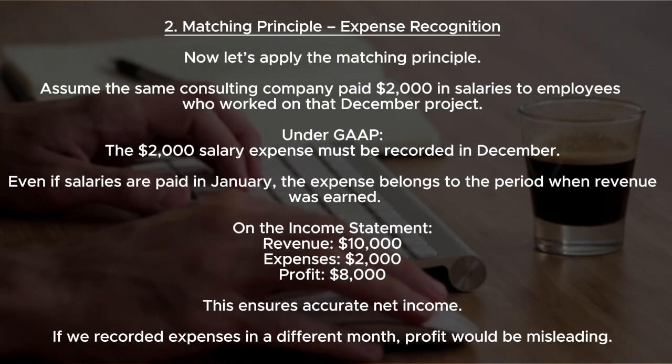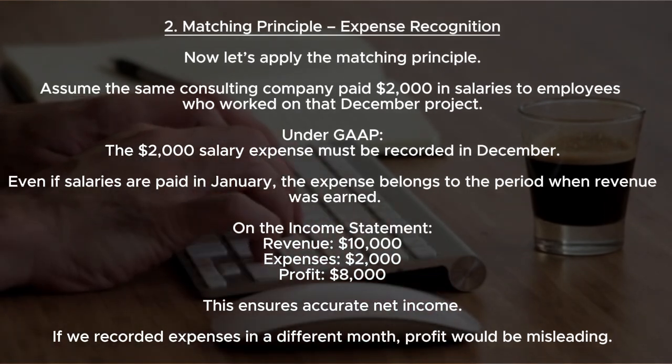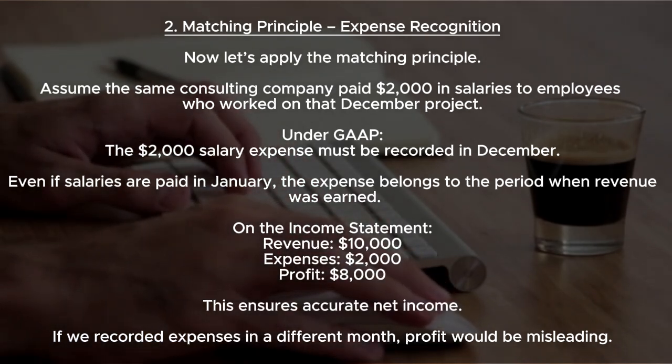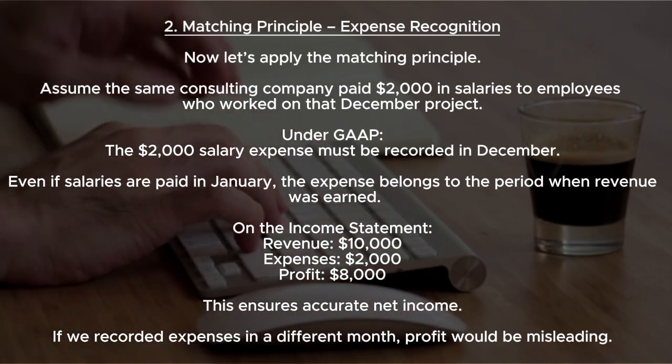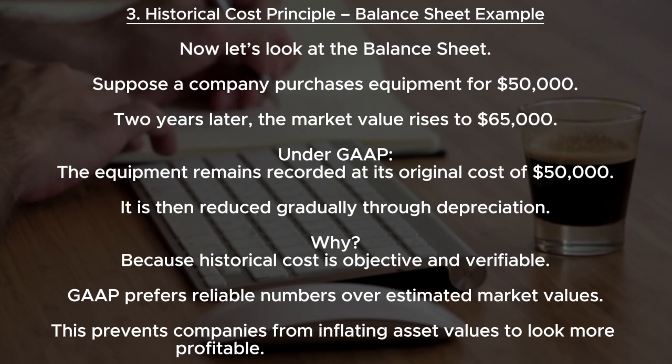On the income statement, revenue $10,000, expenses $2,000, profit $8,000. This ensures accurate net income. If we recorded expenses in a different month, profit would be misleading. 3. Historical cost principle, balance sheet example.